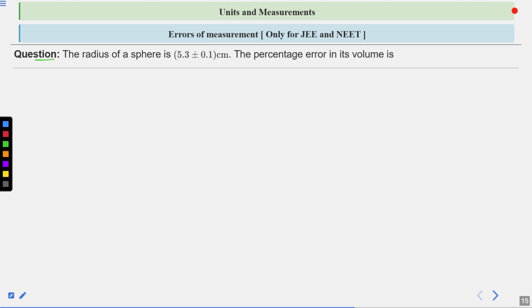Question. The radius of a sphere is 5.3 plus minus 0.1 centimeter. The percentage error in its volume is what? So here you have to find the percentage error. Please solve.